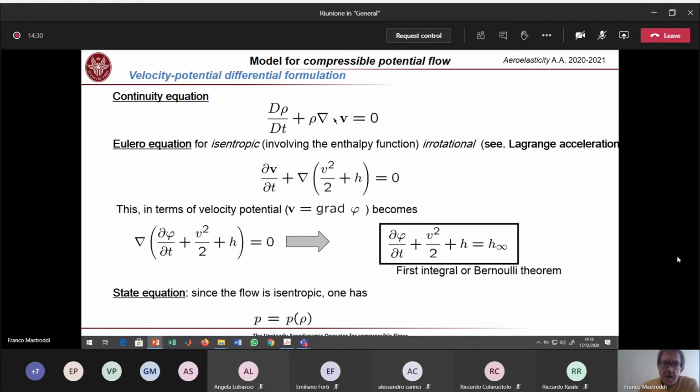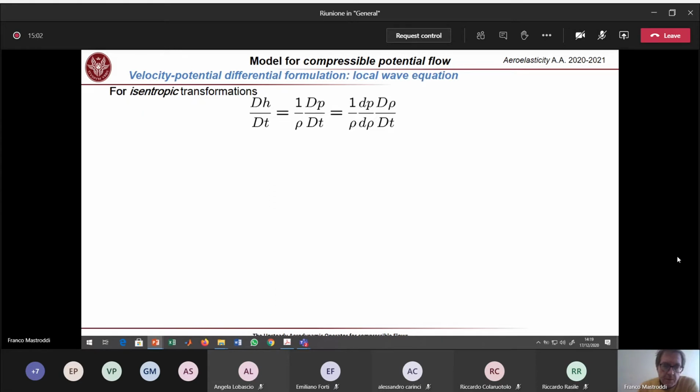So at the end we have the mass conservation, we have the first integral of our Euler equation, which is the Bernoulli theorem equation, and we have a state equation for the gas, and including that we have a relationship between pressure and density. We have a one-to-one relationship between density or specific volume, which is the same, and the pressure, for example.